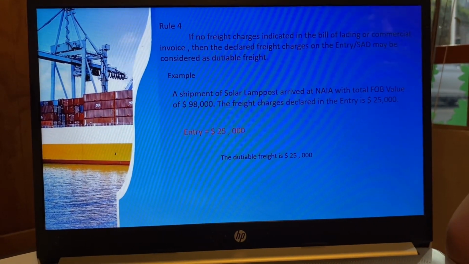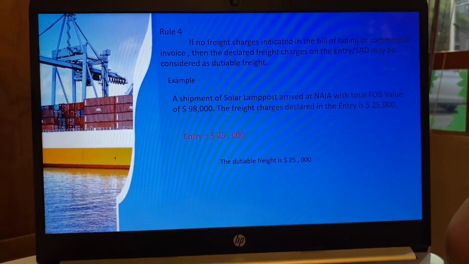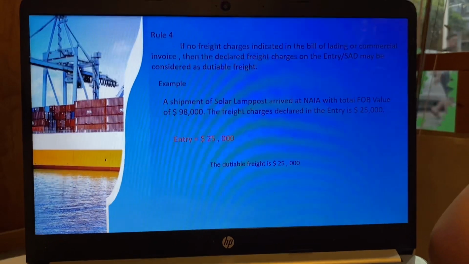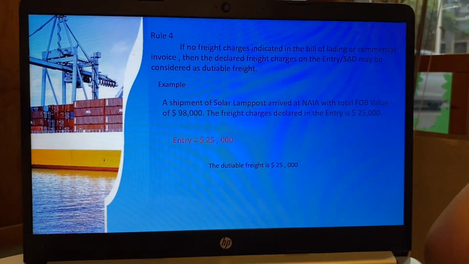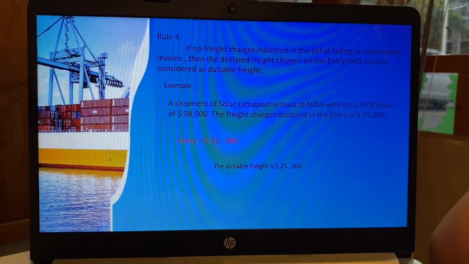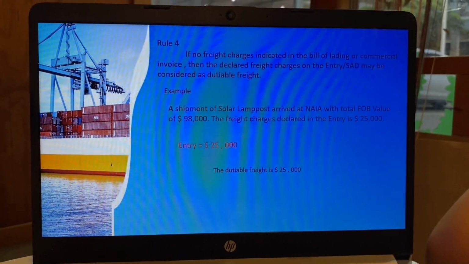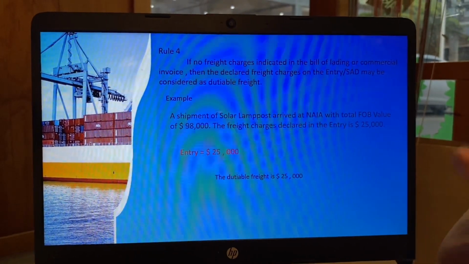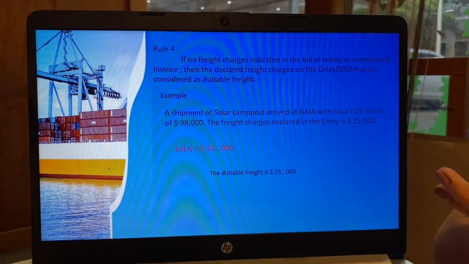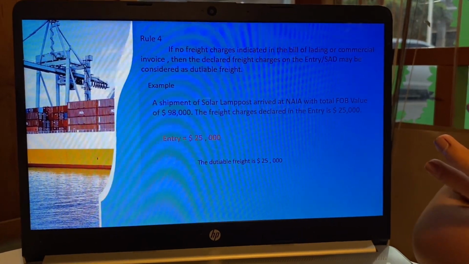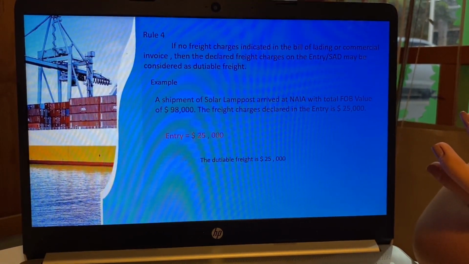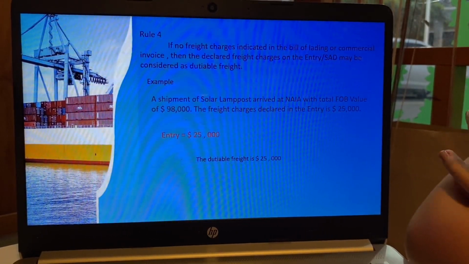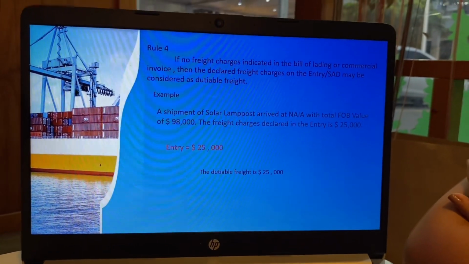So SAD means the single administrative document. It is a document na gamiton nimo, the one you get after you lodge the goods. So in this situation, rule number 4 says na ang ato ang gamiton nga freight charges, since if wala tayo makita ang bill of lading or any commercial invoice or airway bill, automatically the freight charge declared sa SAD or sa entry ang ato ang gamiton nga dutiable freight.